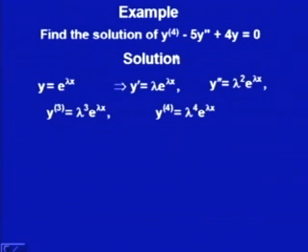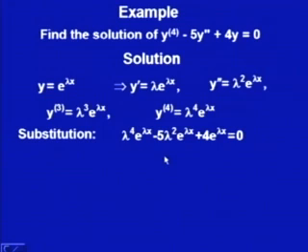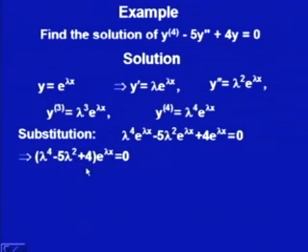So, substituting in this equation, I would get lambda to the power 4 e to the power lambda x minus 5 lambda square e to the power lambda x plus 4 e to the power lambda x is equal to 0. Now, rewriting it, we get (lambda to the power 4 minus 5 lambda square plus 4) times e to the power lambda x is equal to 0. Now, if e to the power lambda x is a solution, this must be true. This will be true only if either e to the power lambda x is 0 or this coefficient, lambda to the power 4 minus 5 lambda square plus 4, is 0.